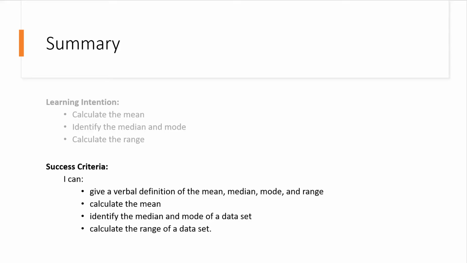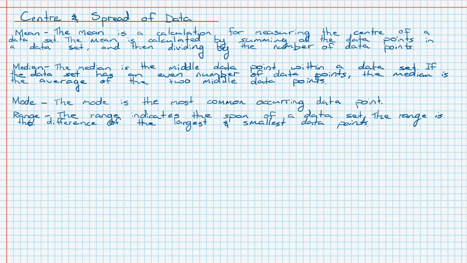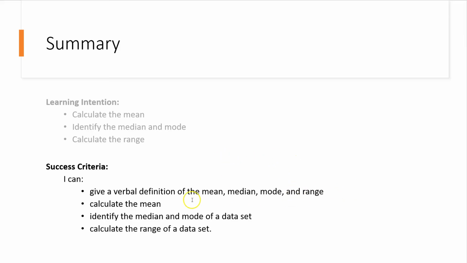So in summary, what we'd set out to do in this lesson was to learn how to calculate the mean, identify the mean or median and mode, and then finally calculate the range. For success in this lesson, by now you should be able to define in your own words what the mean, median, mode, and range are. It doesn't have to be as comprehensive as these, it just has to be a rough understanding of what's going on with these.